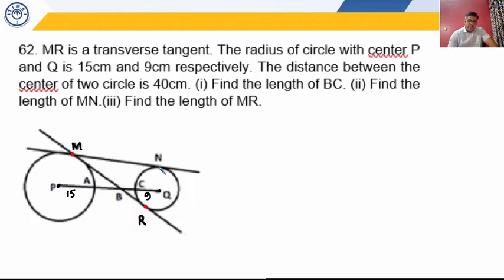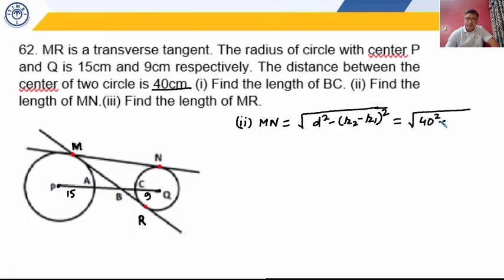First of all, what is the length of MN? MN is the direct common tangent. So what is the formula for the direct common tangent? You know the formula: square root of D square minus (R2 minus R1) whole square. D is the distance between the centers of the two circles, which is 40 centimeters as given in your question. So it is straightaway 40 square minus (15 minus 9) whole square. So basically 40 square is 1600, and 15 minus 9 is 6, square is 36.